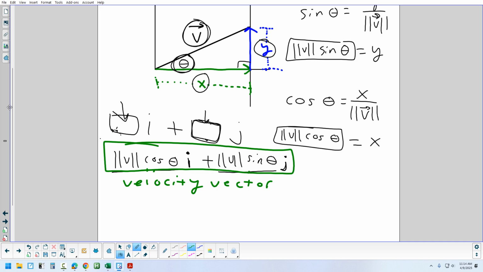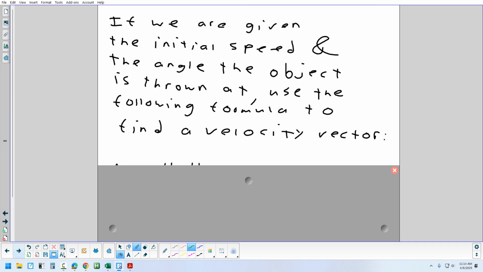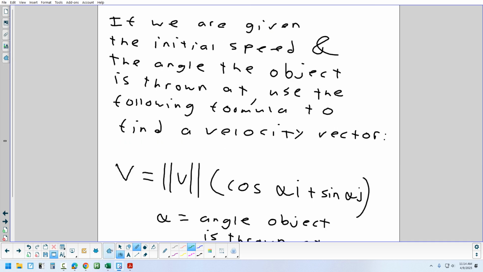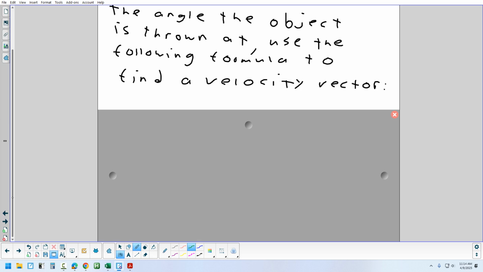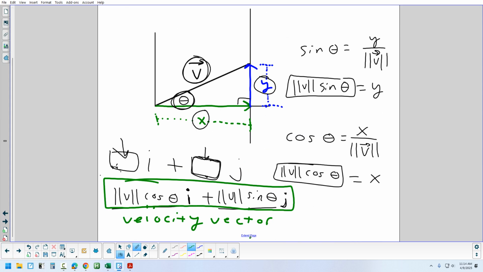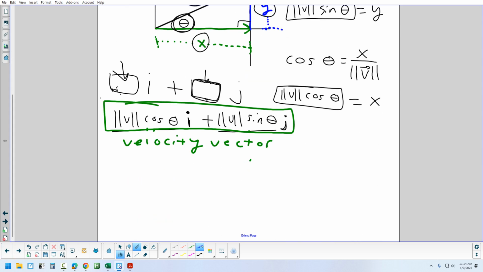Okay, so now I'll give you a problem with a velocity and an angle, and we're going to convert it into a velocity vector. But you need that formula to do it. Let me label what these are. That is the initial speed, the magnitude of v. Think of what magnitude means with velocity. It's speed. How fast is the object going?